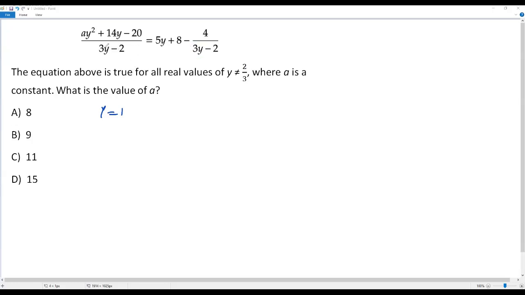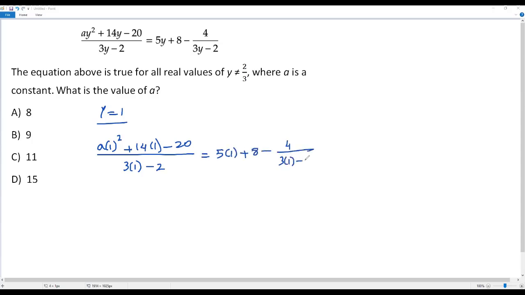Okay, now let me plug in y in this equation, and the equation has to be true. So then I'm getting a times 1 squared plus 14 times 1 minus 20, divided by 3 times 1 minus 2. On the right side we have 5 times 1 plus 8 minus 4, over 3 times 1 minus 2.